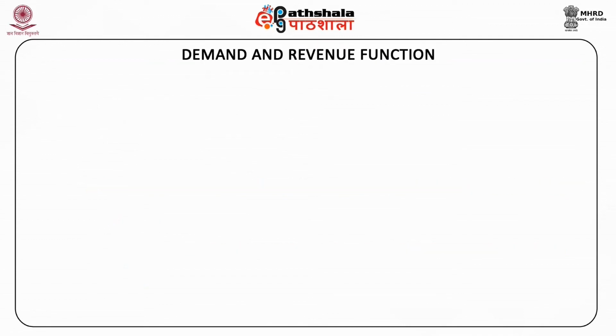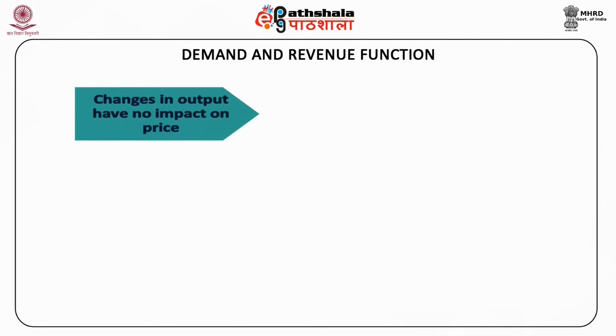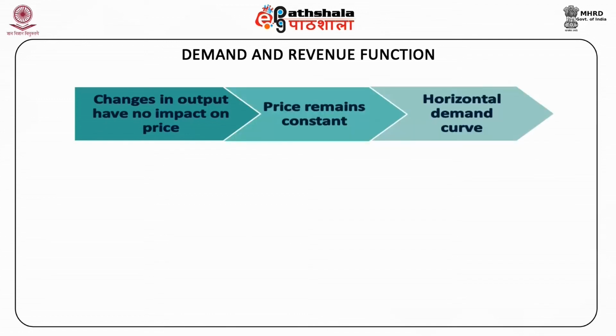Now let us move on to the demand and revenue functions of a firm under perfect competition. The demand curve faced by each individual firm is horizontal, as changes in output of the firm have no significant impact on the prevailing market price. This horizontal demand curve shows that the price remains constant even with variations in the level of output. This happens because variations in the output of an individual firm have negligible impact on the industry's total output.